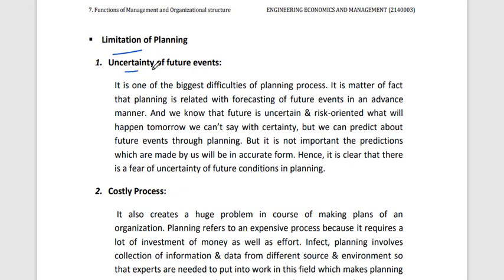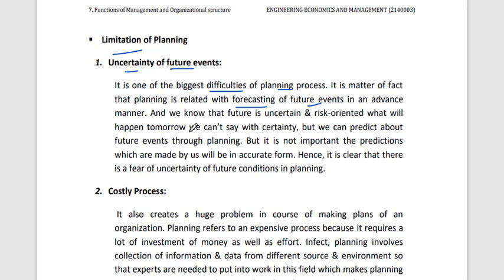First, uncertainty of future events. As I said earlier, planning is future based. In 2 months, in 1 year, what are we going to do? It's one of the biggest difficulties of the planning process. In the future, what will happen, we will not know. Planning is related to forecasting future events, so we have to forecast in an advanced manner.